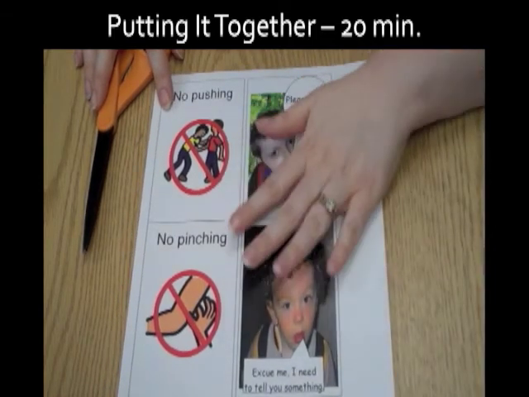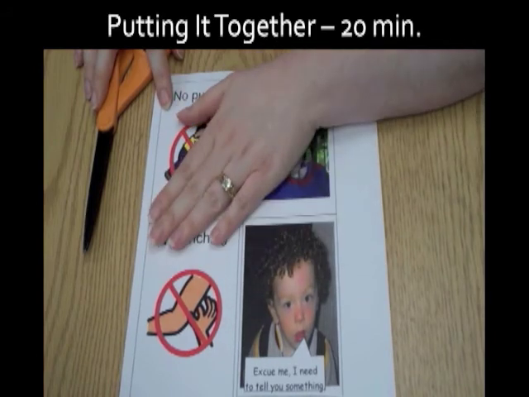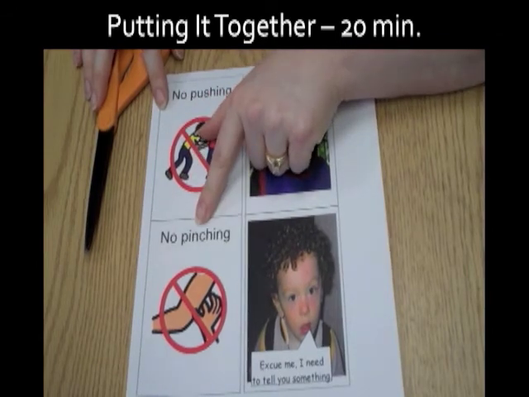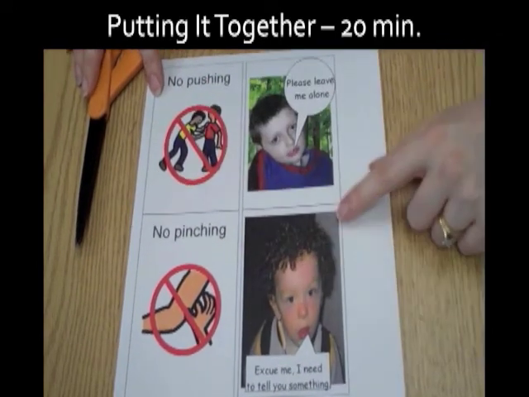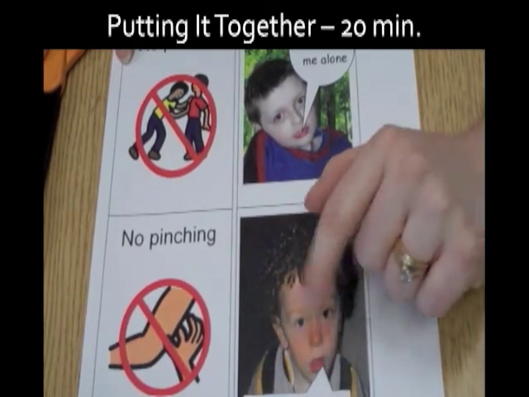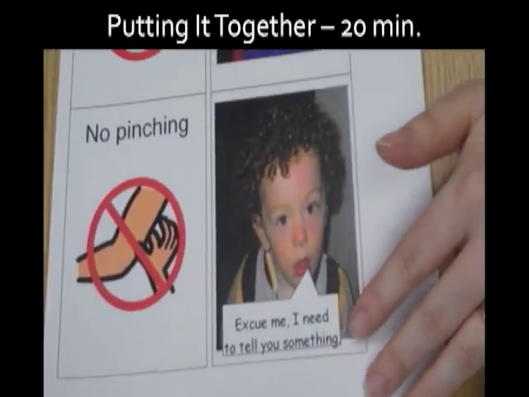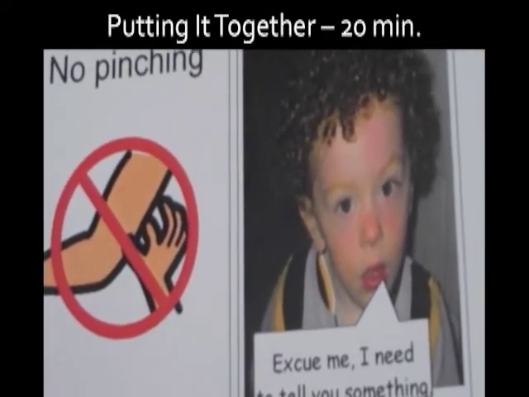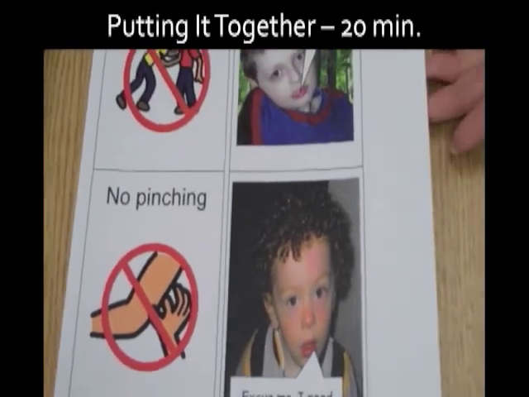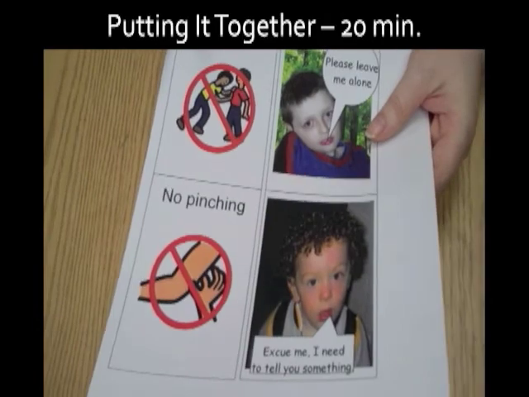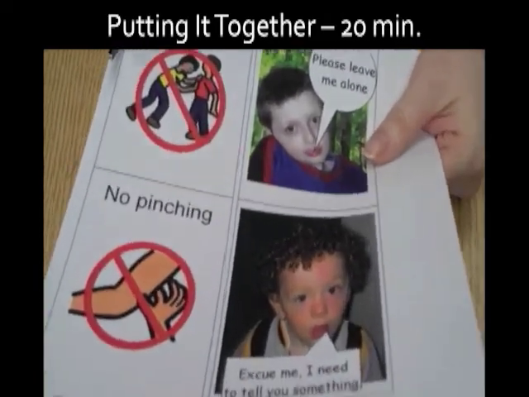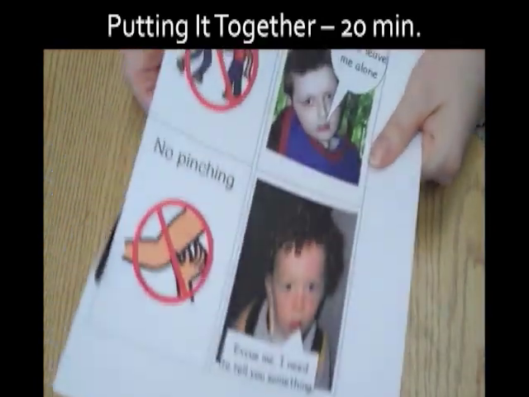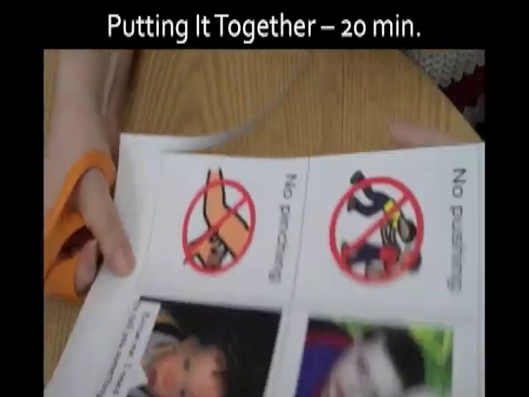I used photographs mixed with symbols on mine, so my visual rules are no pinching, and I gave the non-example, and then the example is, say, excuse me, I need to tell you something. So that's what we want our little guy to do instead. Here's the other one, no pushing. Say, please leave me alone. So I'm going to cut out all 4 of my pictures, and then I'm going to put them together to be able to put on my lanyard.